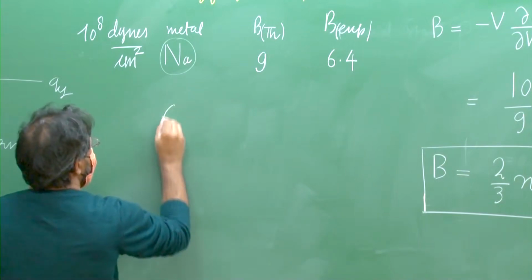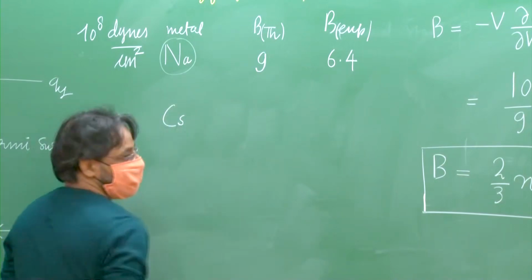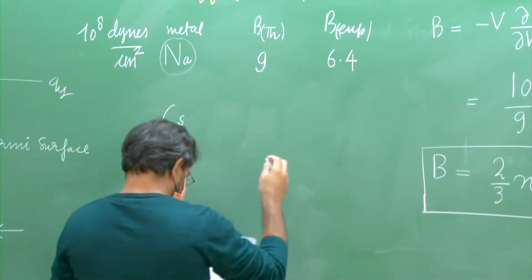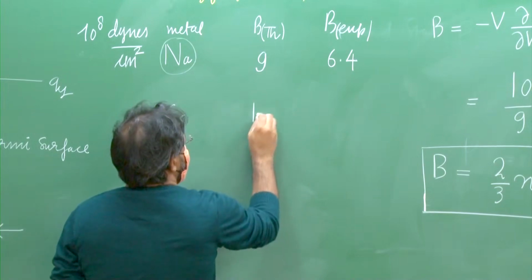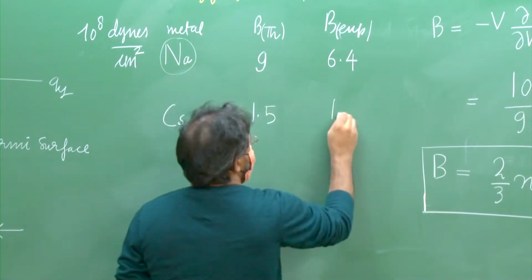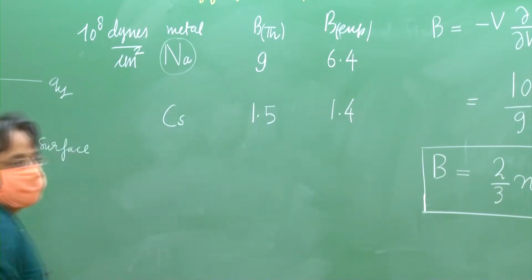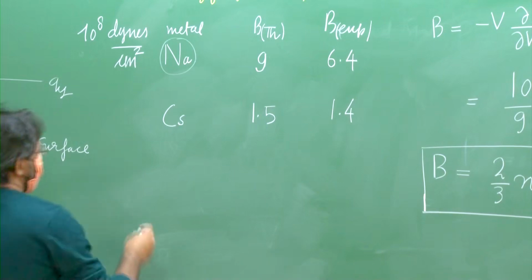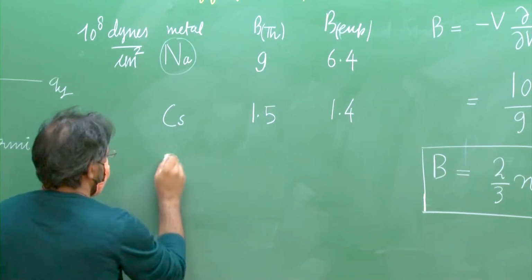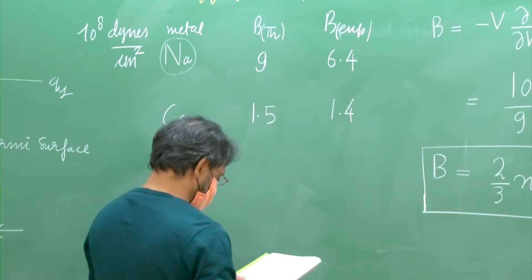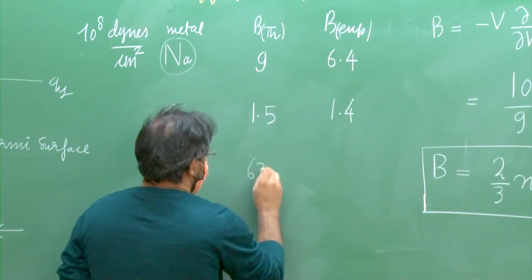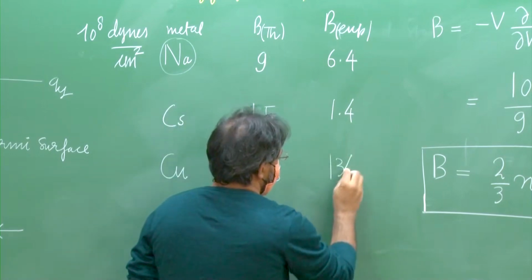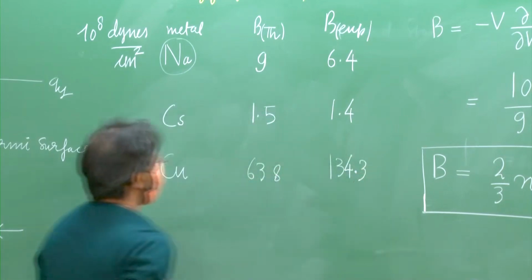Take one more example, cesium, the heavier alkali metal. For cesium, the calculated value is 1.5 and the measured value is 1.4. I mean, you don't need anything better. Third is copper, third example, where the discrepancy is quite significant, right.